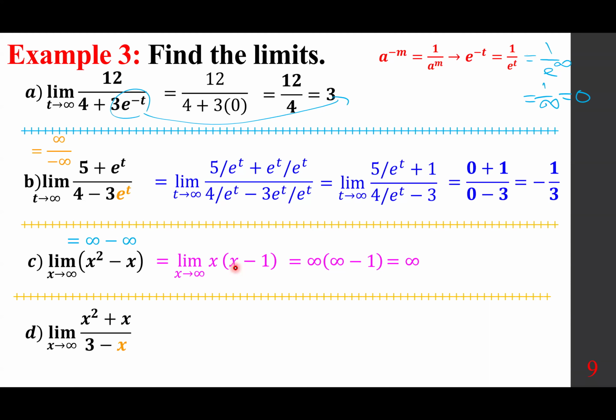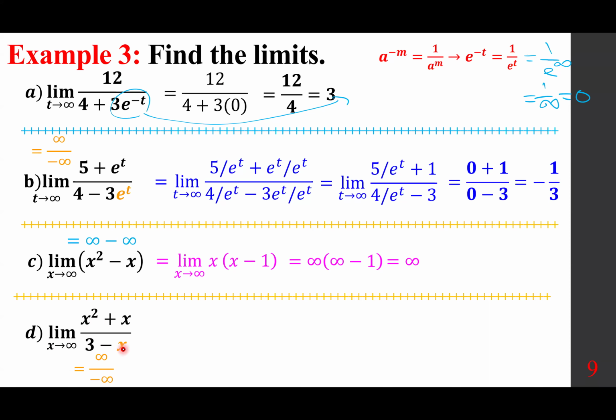All right, this is a rational expression, the limit of (x squared plus x) over (3 minus x) as x approaches infinity. Because it's a rational expression, and because x is approaching infinity, the technique is to divide by the highest degree term in the denominator. So we are going to divide everything by x.